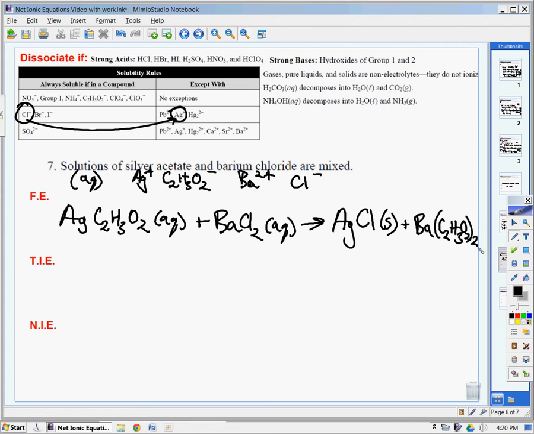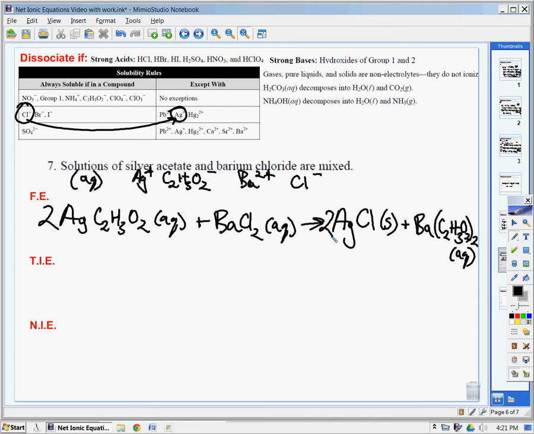And we have to crisscross the charges. That's where the subscript 2 comes from there. And that's aqueous because acetates are always aqueous. All right, we do have to balance this thing. There have to be 2 acetates, so we'll put a 2 there. And then there have to be 2 silvers, and lo and behold, the chlorine balances itself. So there's 2 silvers, there's 2 acetates, there's 2 chlorides, and there's 1 barium on each side of the equation.